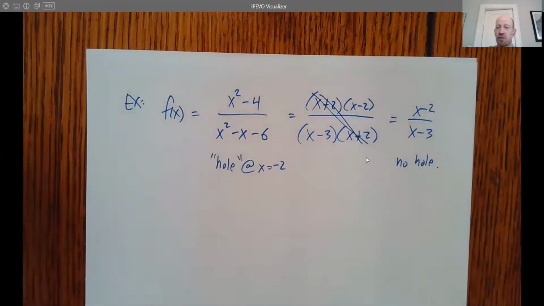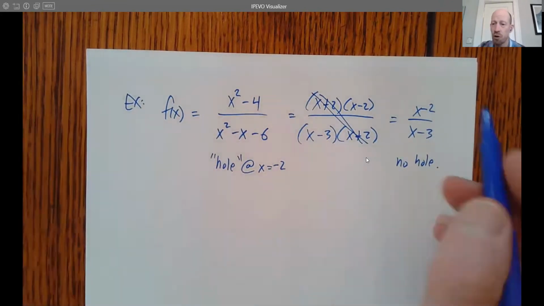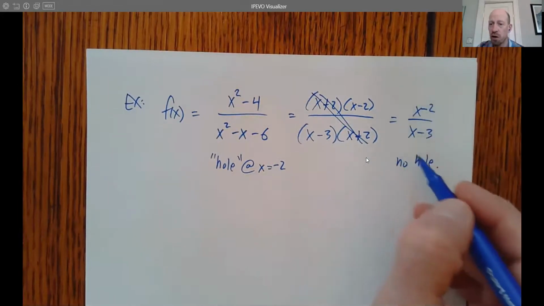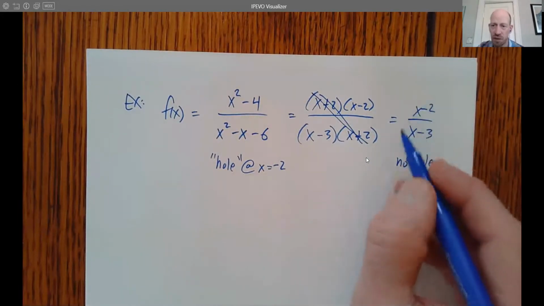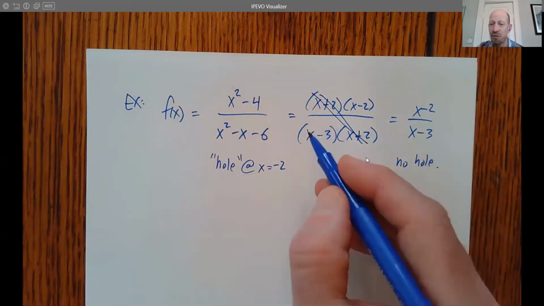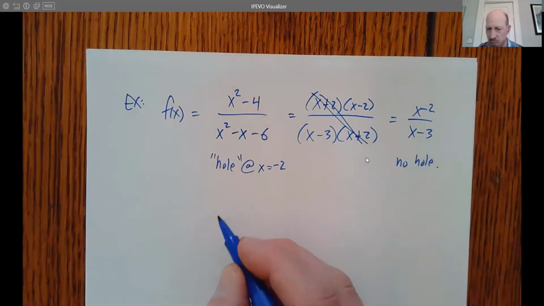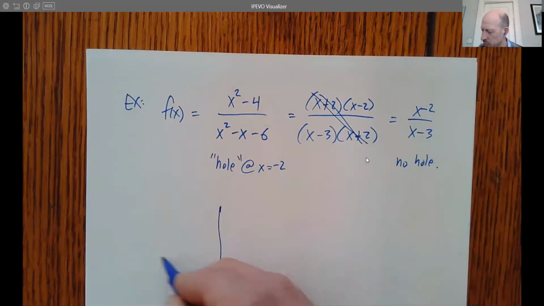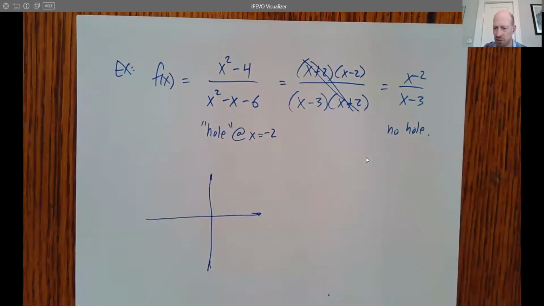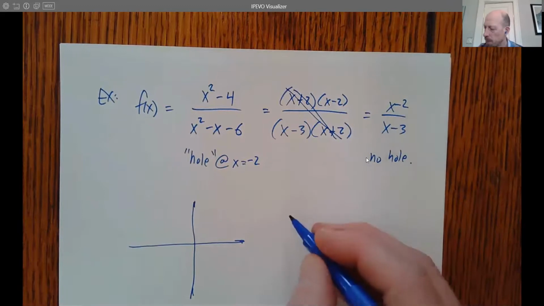Otherwise, it turns out the functions are exactly the same. So you do want to work with this reduced form. This is a much easier and simpler function to work with. But I have to remember that I've eliminated a hole. So let's just see what it looks like when I come up with this graph. And we'll do this one kind of efficiently because we're getting near our time here.